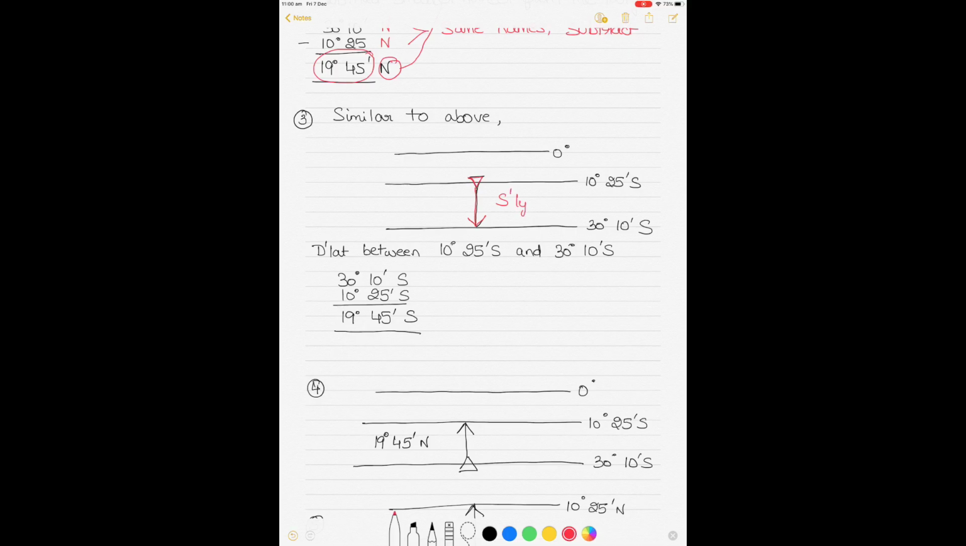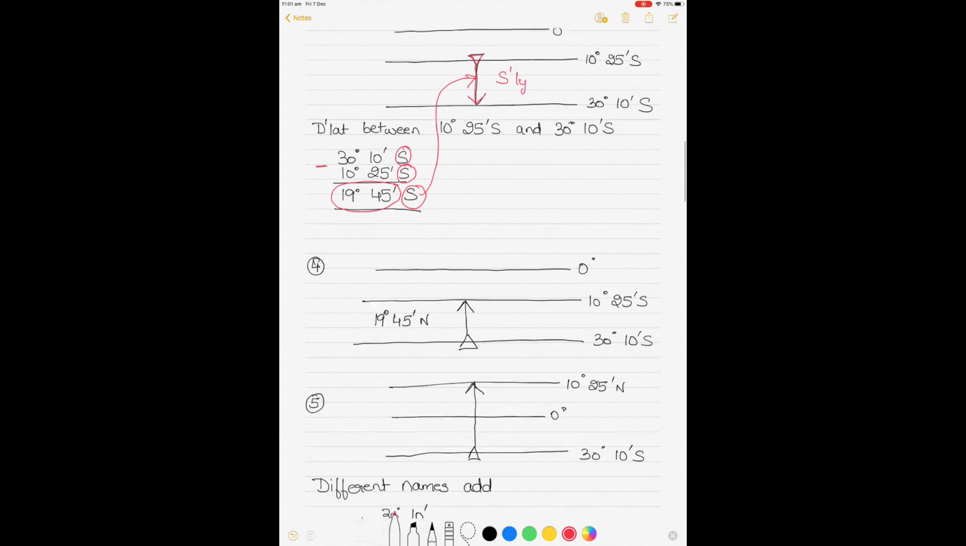If we use the rules above, if both the latitude of departure and latitude of arrival are in the same hemisphere, such as in this case the southern hemisphere, what will you do? Yes, you will subtract. Although the vessel is traveling from 10 degrees to 30 degrees, you still put the bigger number in the calculator first and then the smaller number. The answer that you will get is of course 19 degrees 45 minutes, and you name it south because the vessel is traveling in a southerly direction.